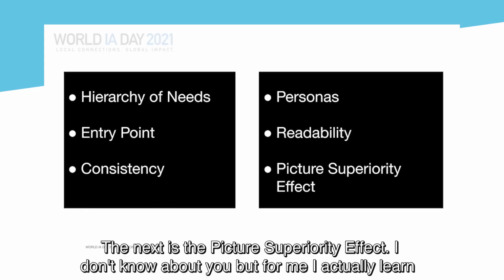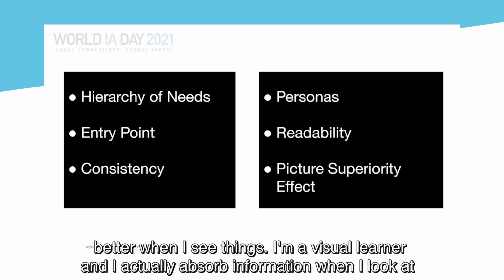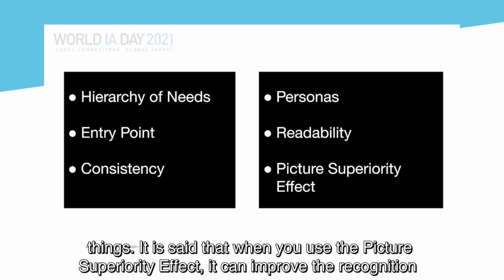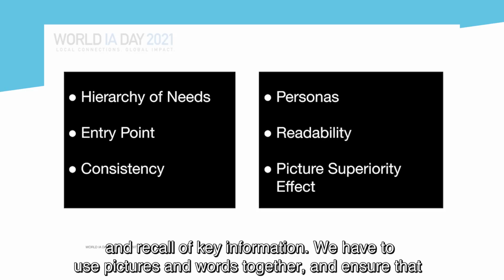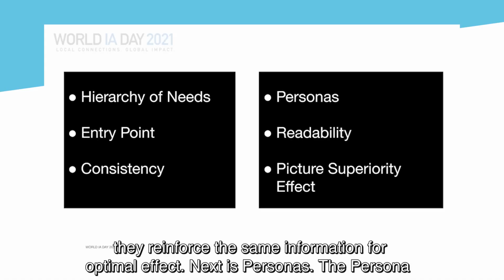The next is the picture superiority effect. I don't know about you, but for me, I actually learn better when I see things. So I'm a visual learner, and I actually absorb information when I look at things. So it is said that when you use the picture superiority effect, it can improve the recognition and recall of key information. So we have to use pictures and words together and ensure that they reinforce the same information, for optimal effect. Next is personas.